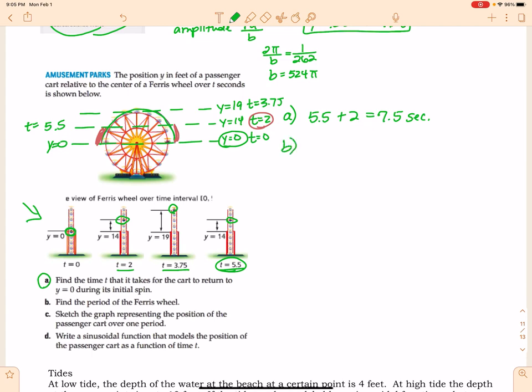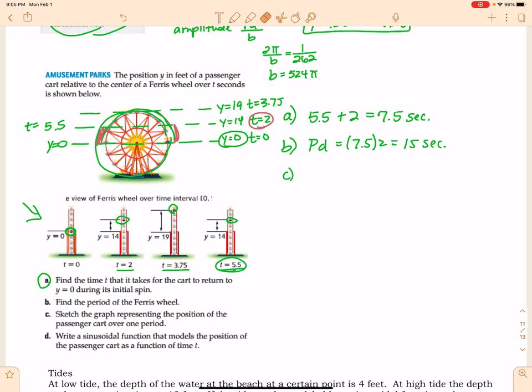Okay, now we're going to look at B. Find the period of the Ferris wheel. Remember, the period is how long it takes to go all the way around. So if half of the Ferris wheel takes 7.5 seconds, then the period is going to be equal to 7.5 times 2, which is 15 seconds.